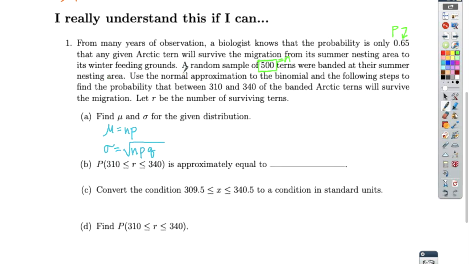And then use the normal approximation. Now, that's all we need. So P equals 0.65, N equals 500, and then last thing, Q. Well, if P is 0.65, then we just subtract that from 1, and Q is 0.35. So we've got all of our values, and we'll plug those back in.